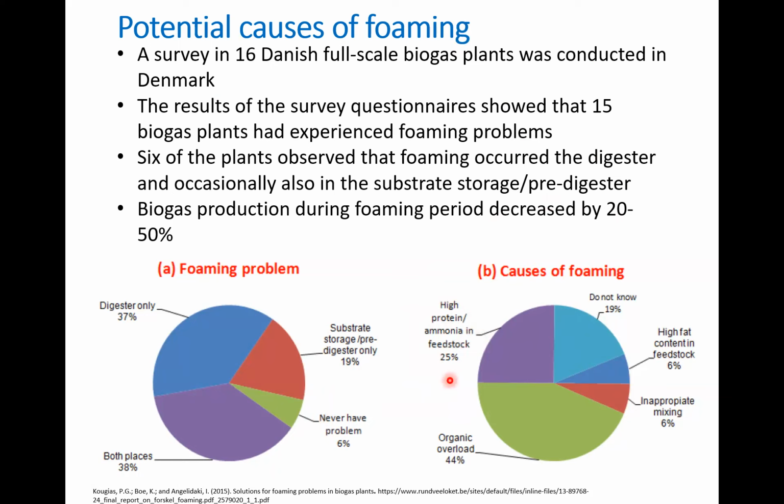About 4 of these surveyed systems had either high proteins or high ammonia, and of course, this means that these kinds of surface active substances, these proteins, can cause foaming. Besides that, they also have organic overload. If you have organic overload, you can expect that foaming can happen. Or maybe also if you have feedstock with high fats, you may also have this problem of foaming.